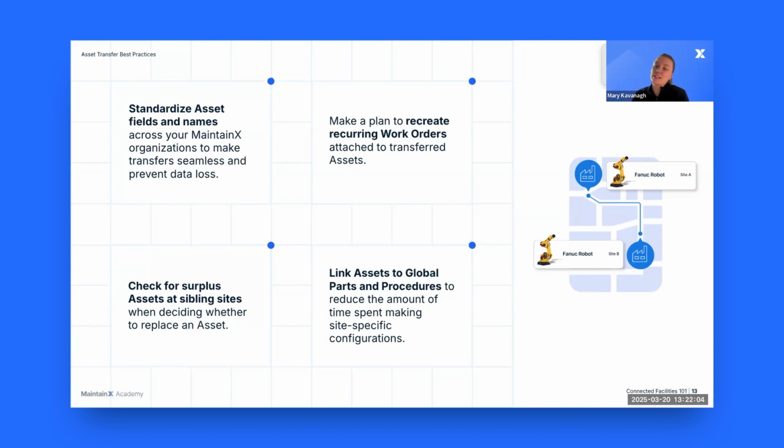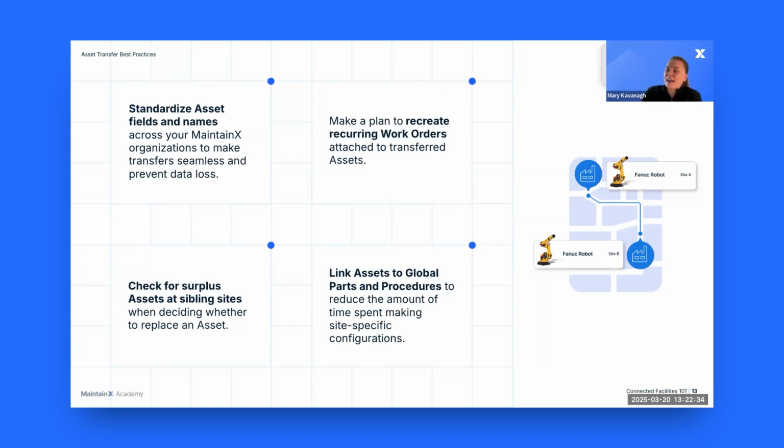Second point, make a plan to recreate recurring work orders attached to the transferred assets. When you receive that asset in, set up your PM plan so you're good to go and maintain that. You can, of course, use the historical work orders on there for insights on how to do so. Third point, check for surplus assets at sibling sites when deciding whether to replace an asset. Go to that global org, see what's available, what may be not in use at another organization that sat there. Rather use that than going externally.